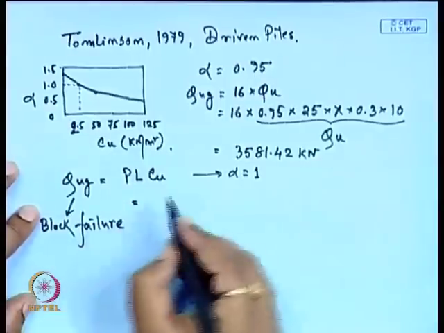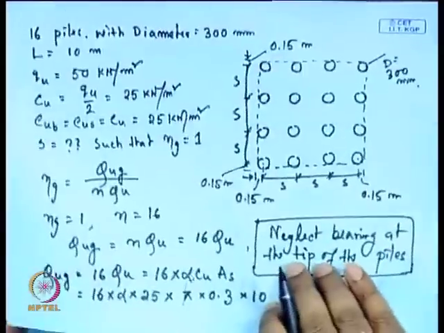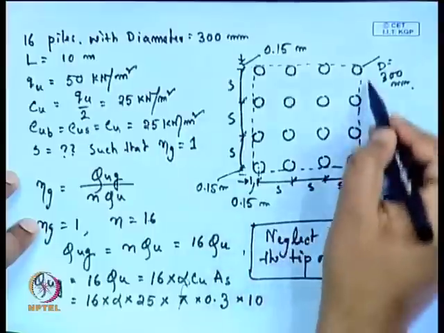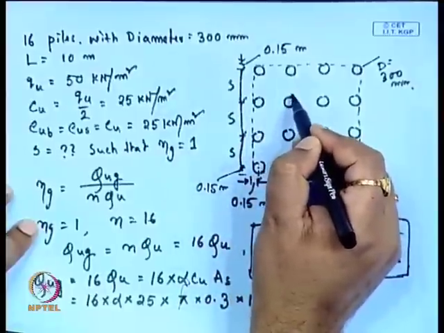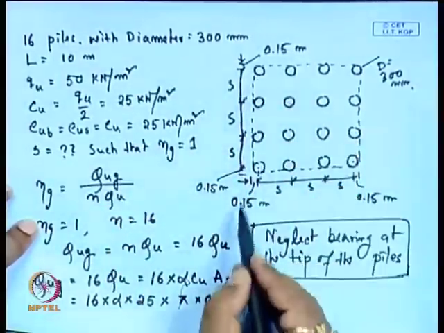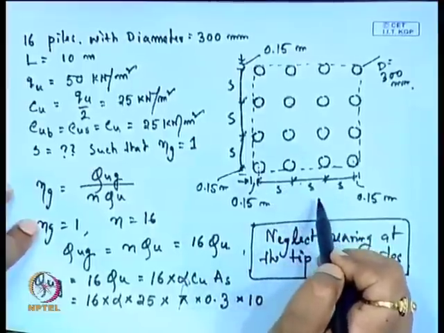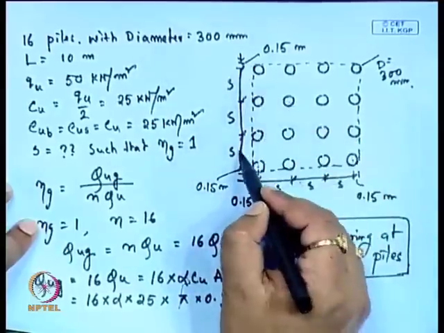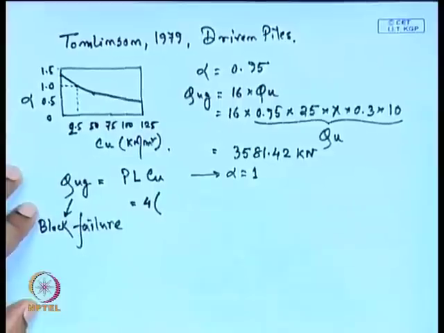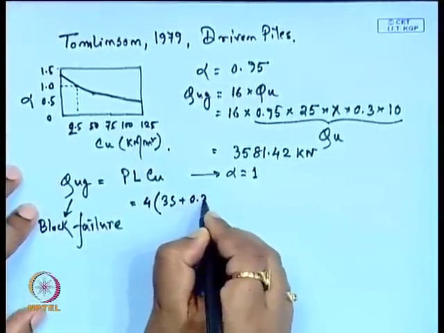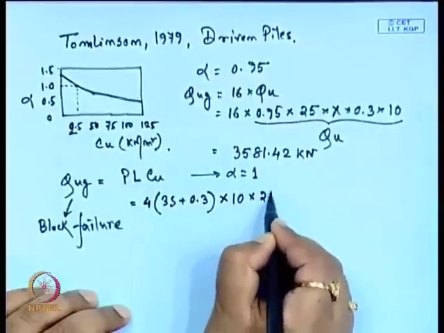Now we can write P, the perimeter, is 4 into 3S, because if I look at this block total, here we are considering the block failure, most of the surface interaction is soil to soil, but for individual piles it is between soil and pile. The side of the block is 3S plus 0.15 plus 0.15, so 3S plus 0.3 is one side, and another is also 3S plus 0.3, because it is a square type of arrangement. So the perimeter is (3S plus 0.3) into 4, for the 4 sides, into L into 25.